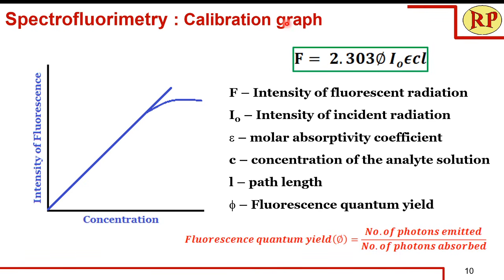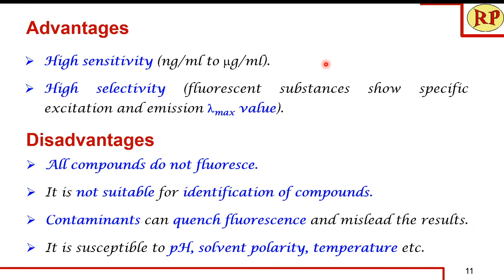And we can measure the intensity of fluorescence using this formula. Similar to Beer-Lambert's law, we have epsilon Cl. Epsilon is the molar absorptivity coefficient and C is the concentration and L is the path length. I naught is the intensity of the incident radiation. Phi is the fluorescence quantum yield, that is number of photons emitted during the fluorescence process by number of photons absorbed, that is during the excitation process. And we can measure the intensity of fluorescence.